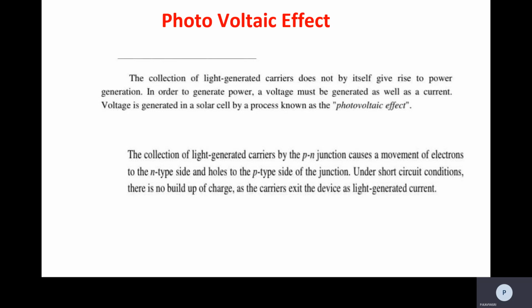The photovoltaic effect happens because of photovoltaic cells. Photovoltaic cells are the cells which convert light energy into electrical energy. Opposite to that, the LED, as I said, converts electrical energy into light energy. But in the photovoltaic effect, photo means light, it converts light energy into electrical energy, and this phenomenon is known as the photovoltaic effect.